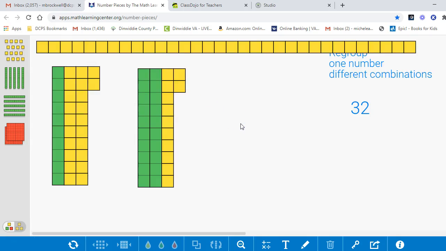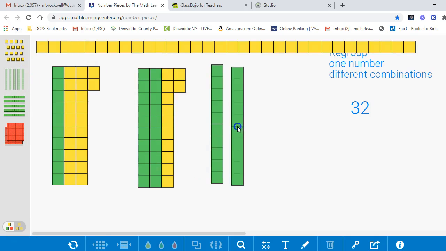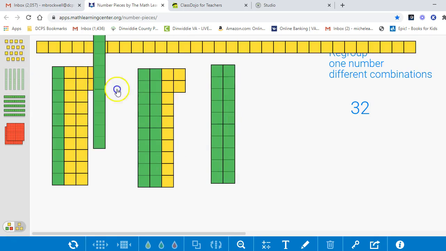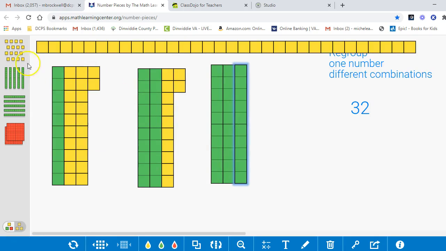I can regroup again and make it simpler and faster and easier. You learned this last year in second grade. You could grab three of these, right? 10, 20, 30, and then simply go 31, 32. There's another combination, and my whole number is still 32. So I have four different groups, four different ways to show the number 32. They all equal 32. And that's what teachers mean when they ask you to regroup a number.